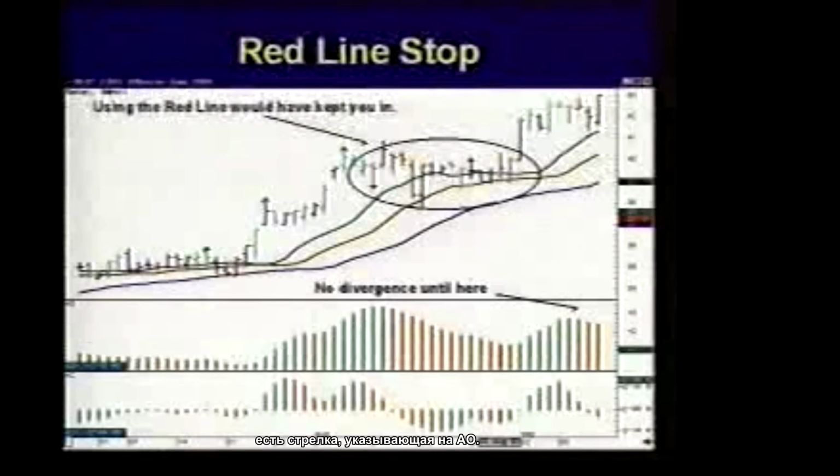But you notice at the end where you have an arrow pointing to the end of the AO, you have divergence. Once you have divergence, you're going to want to change your stop from a red line and probably pull it down to a green line. You're going to want to start looking for your magic bullets.